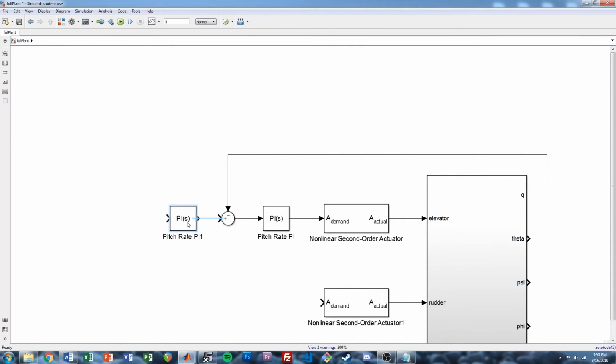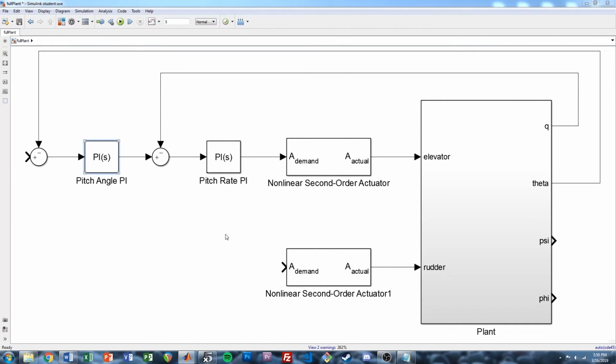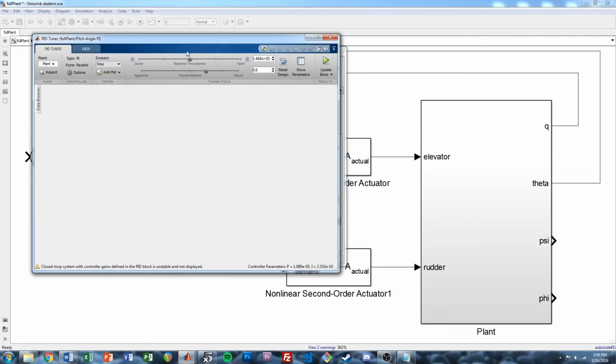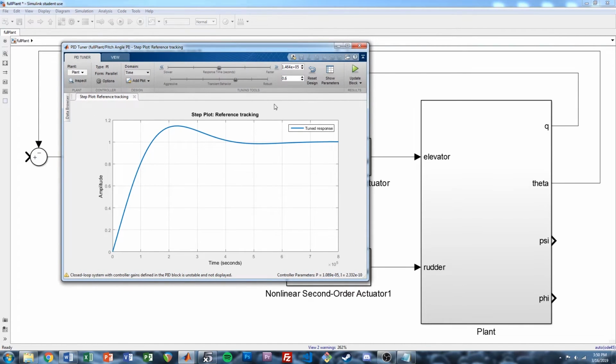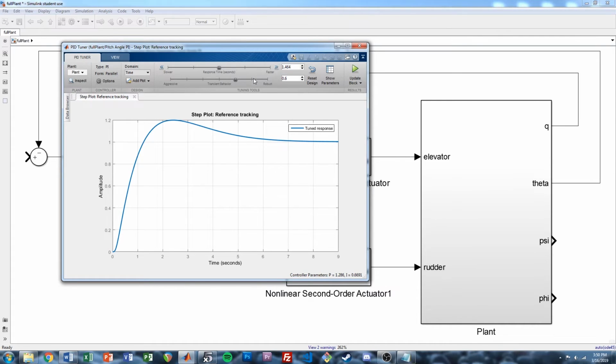And then we're going to do an outer pitch angle PI. Create another feedback loop to our pitch angle. We'll tune this guy. Yeah, somewhere around like that.